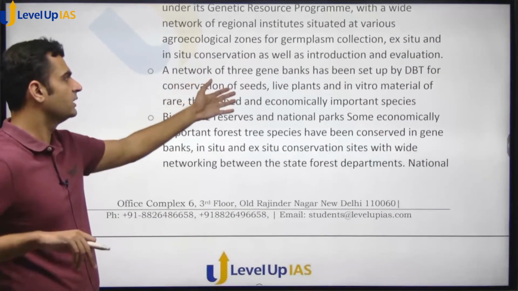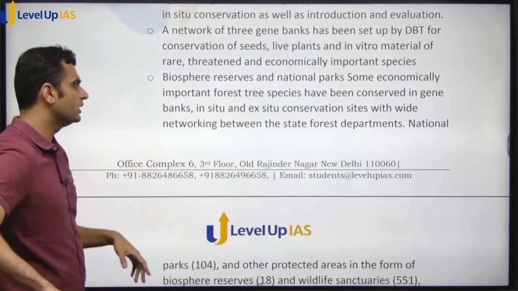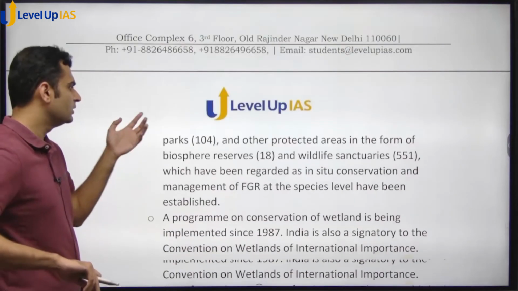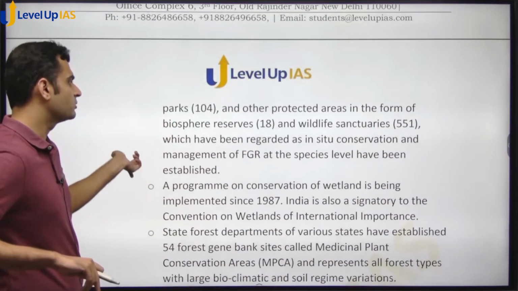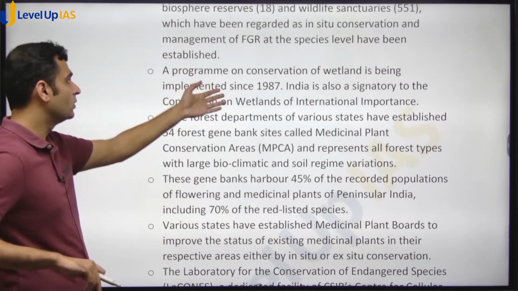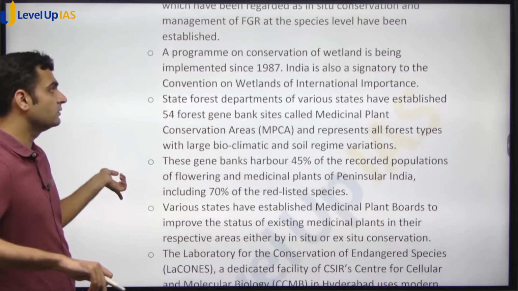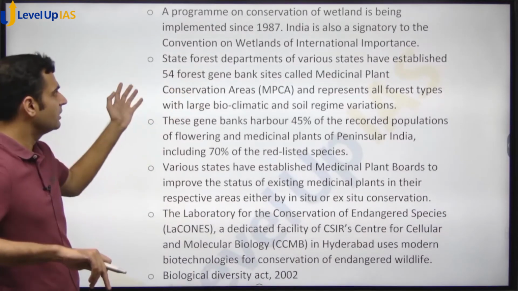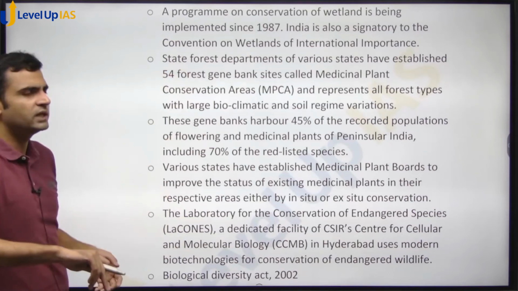Then gene banks have been set up by DBT. Then biosphere reserves and national parks are there for in situ and ex situ conservation. State forest departments are working. You can give numbers also. There are 104 national parks, 551 sanctuaries, and 18 biosphere reserves. Then the wetland conservation program has been going on since 1987. India is a signatory to the Ramsar Convention on wetlands of international importance. Then state forest departments have established 54 forest gene banks, called medicinal plant conservation areas as well.